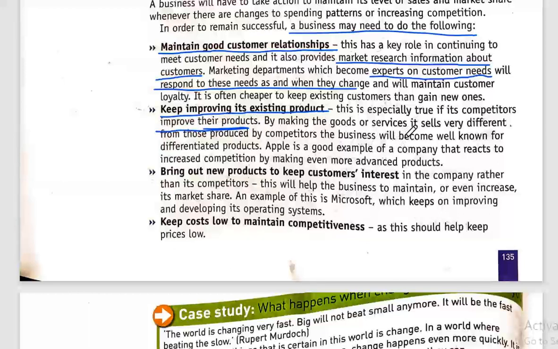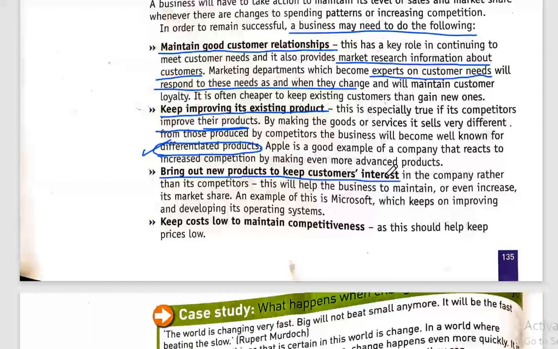And by making the goods and services it sells very different from those produced by competitors, that business will become well known for differentiated products. I must do something different to keep my products different and to add stuff on the existing products. And as I'm improving the existing product, of course I have to bring out new products to keep customers' interest. So I, as a company, must do something better than competitors.